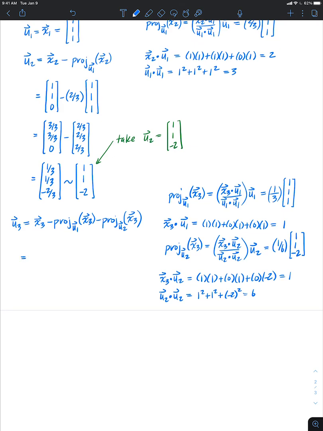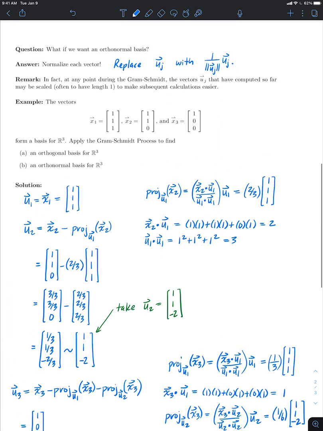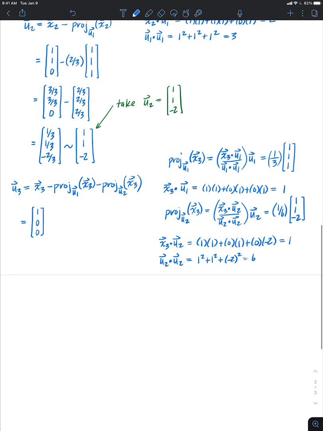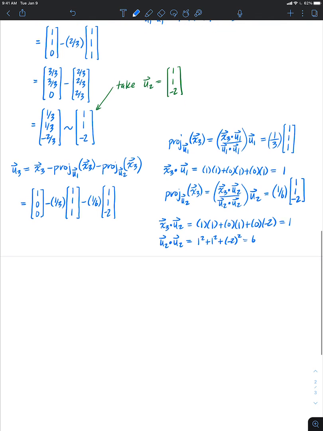So let's finally finish this off over here. u3 is going to be given by x3 for starters, which was 1, 0, 0. That was x3 up here. And then we're going to subtract 1/3 times 1, 1, 1, because this was the projection of x3 onto u1. And then we're going to subtract now also 1/6 times 1, 1, negative 2. That was the projection of x3 onto u2.